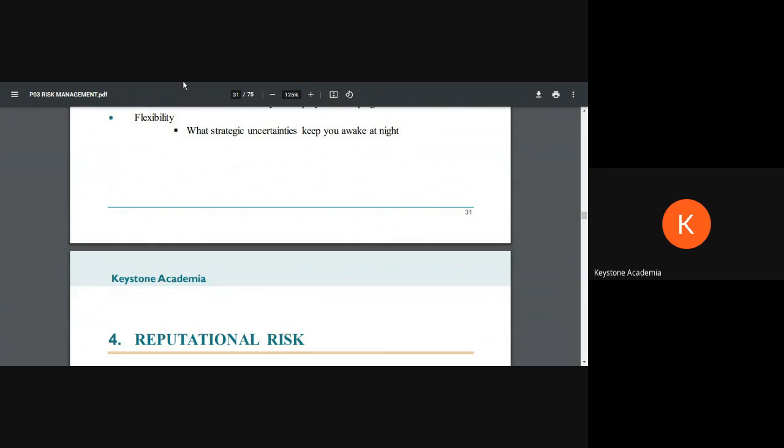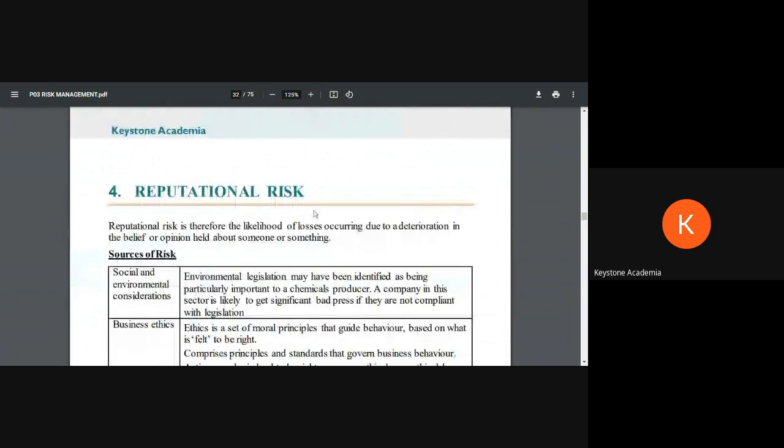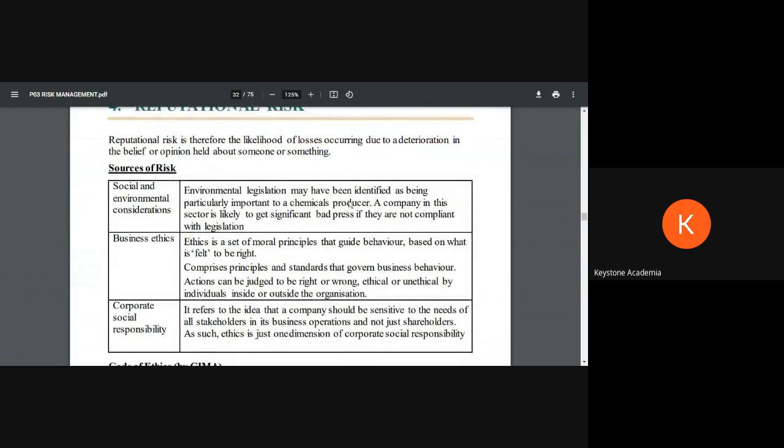Okay, so let's move on to reputational risk. This chapter is very easy. It's mostly examples only. So firstly, what is reputational risk? They have given here the likelihood of losses occurring due to deterioration in the belief or opinion held about someone or something. So that's the textbook definition. Can somebody define reputational risk in their own words? What do they believe is reputational risk?